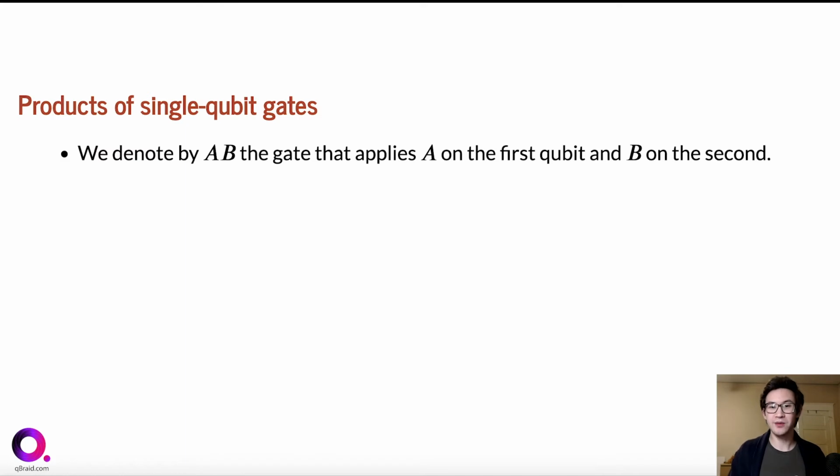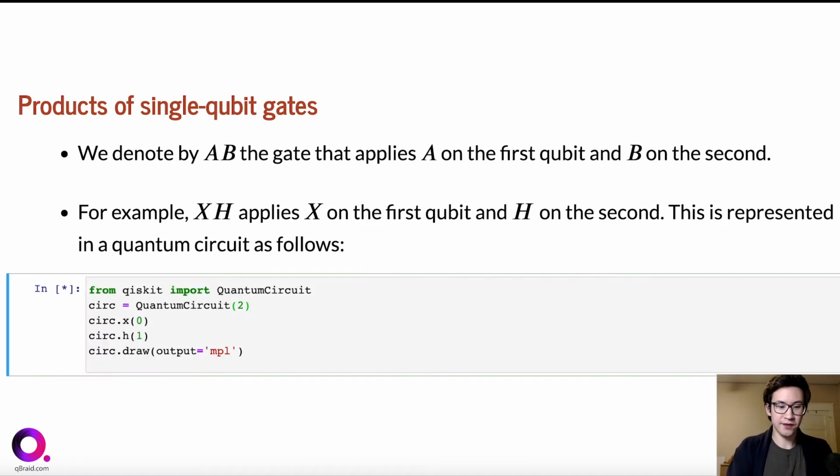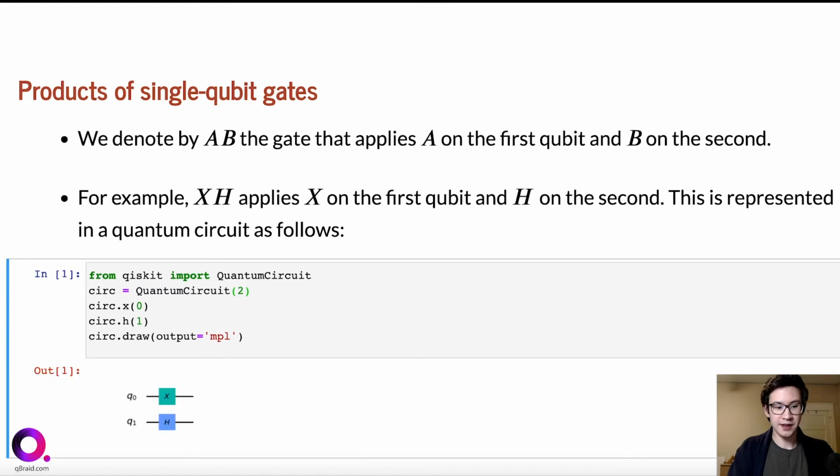Okay, so more generally, a special case of 2-qubit gates are those 2-qubit gates that can be written as products of single-qubit gates. So we denote by A⊗B the 2-qubit gate that applies A on the first qubit and B on the second, where A and B are some single-qubit gates. So for example, X⊗H applies X on the first qubit and H on the second. And in a quantum circuit, we represent this as follows. Simply X on the first wire and H on the second.